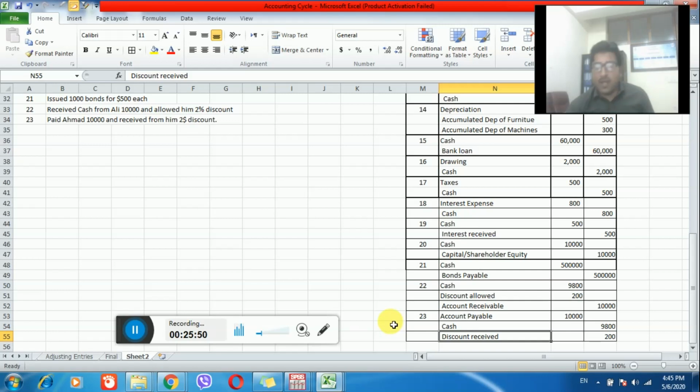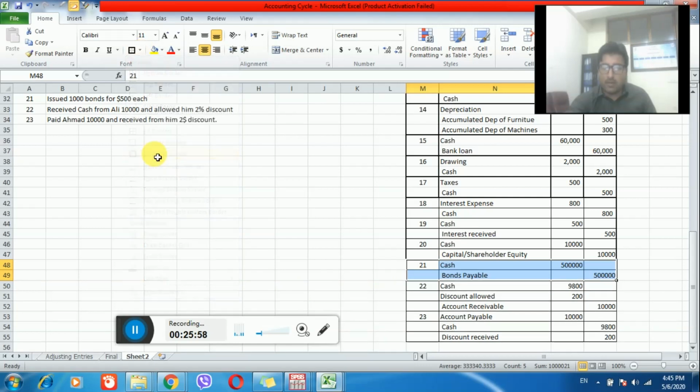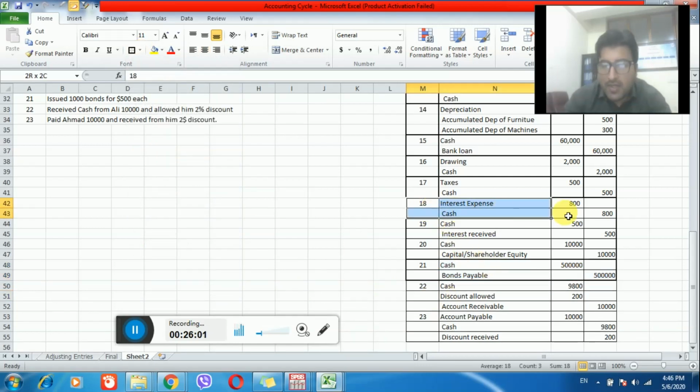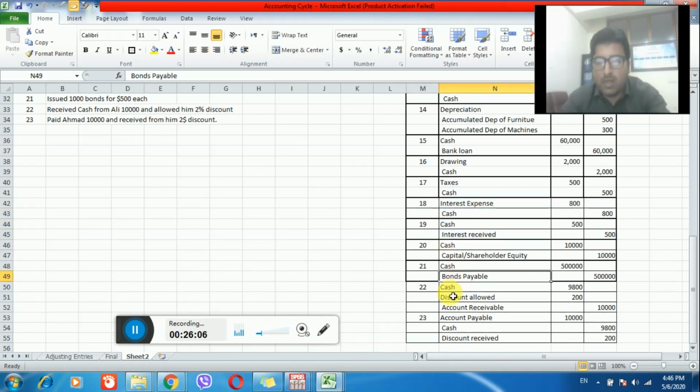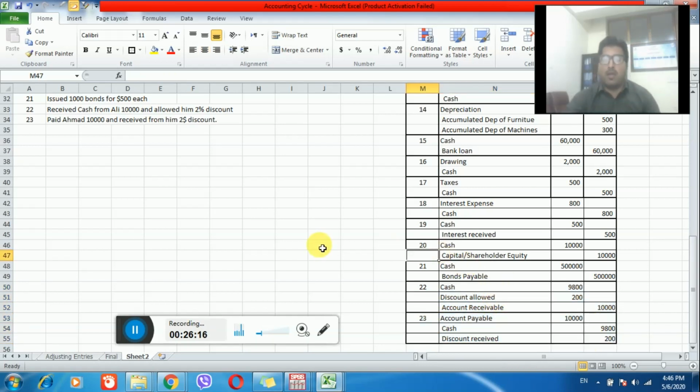So I hope you got it. In today's lecture you have learned all about transactions, and I think almost we have covered all types of transactions. If you have any question, you can take a screenshot, right, and share with me in your group, and inshallah we will discuss about it.